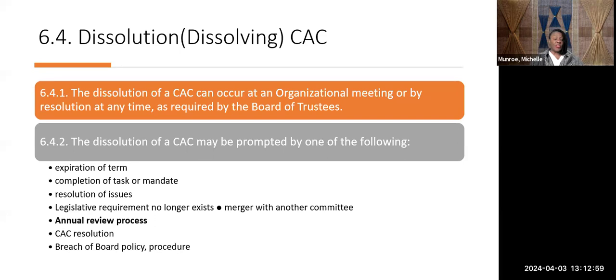Now, within this new procedure, the board also has the purview to dissolve. Right? The dissolution of a CAC can occur in an organizational meeting or by resolution at any time as required by the Board of Trustees. There's a process outlined around the dissolution of a CAC. It may be prompted by the expiration of their term, completion of their mandate, resolution of issues, an annual review process, the outcome of an annual review process, a CAC resolution.